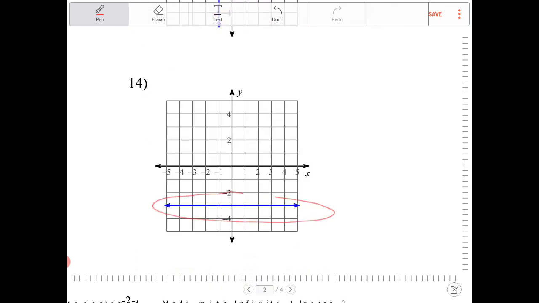Similarly, I have the graph of this line. In this case, I have a line that passes through y equals negative 3, and it's a horizontal line. This is y is equal to negative 3.